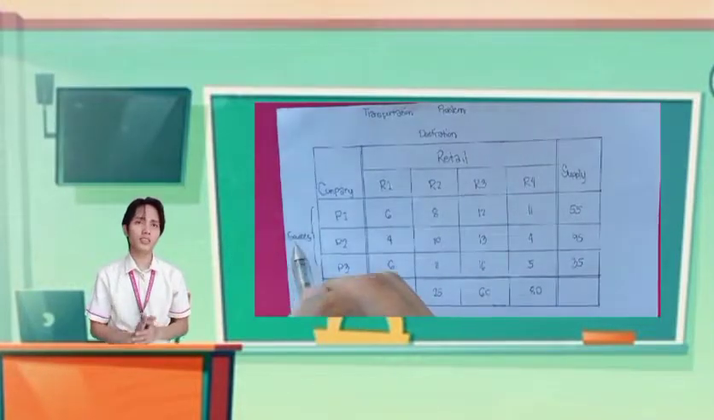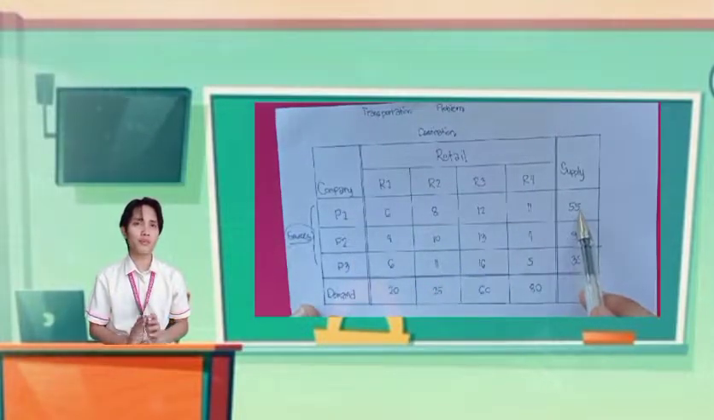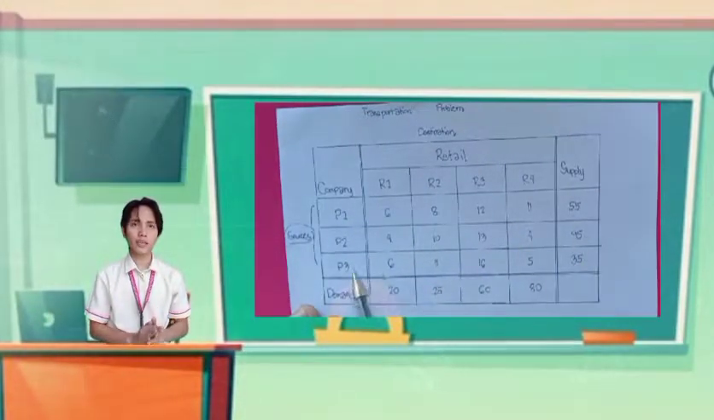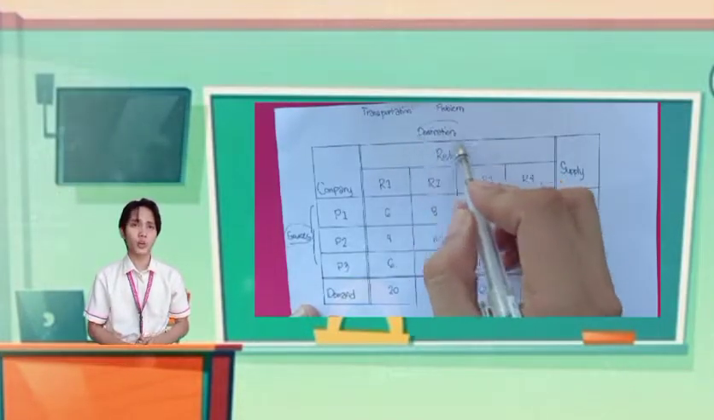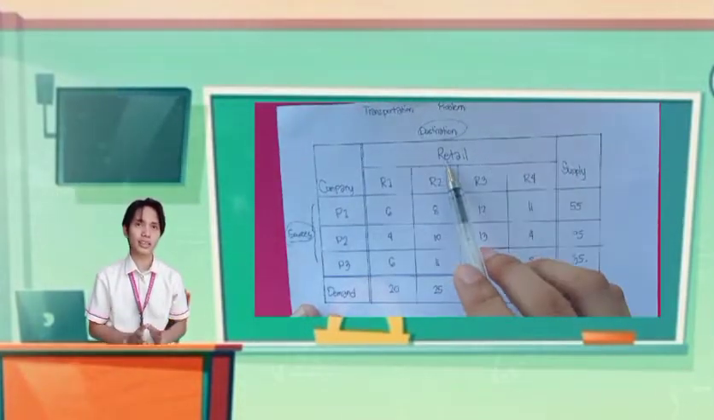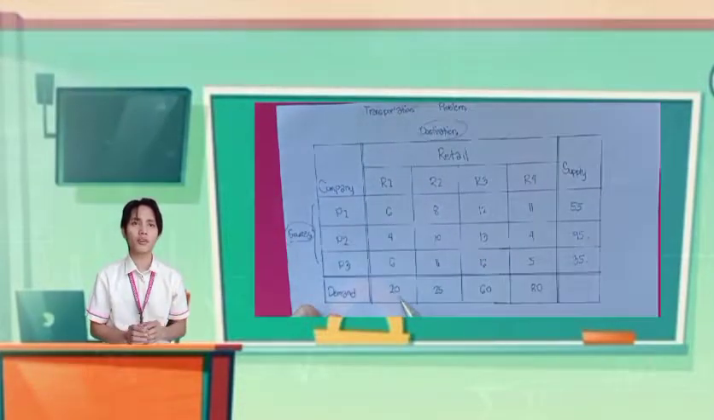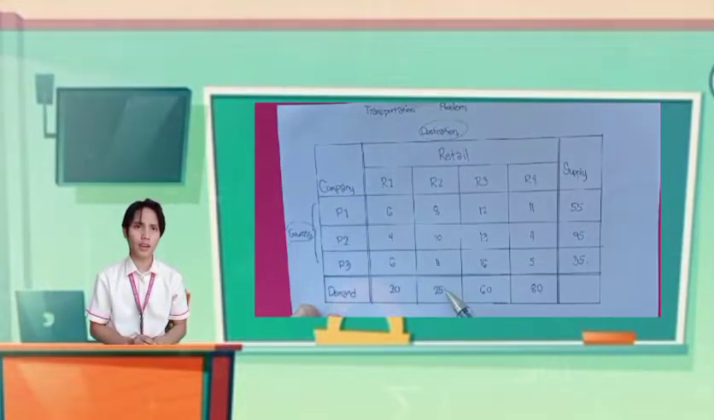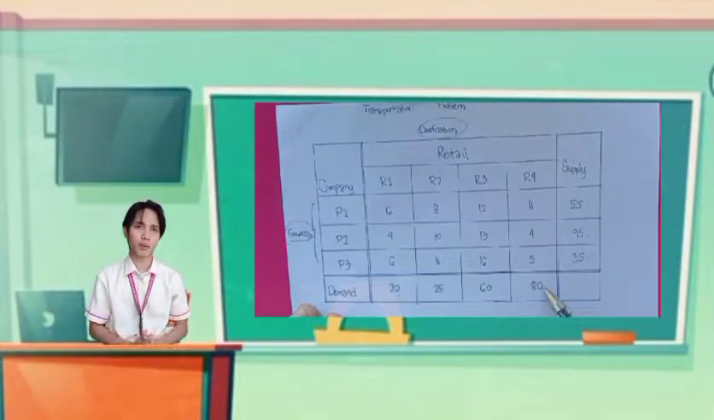So we have 3 sources here, P1, P2, and P3. In P1, there are 55 supply available. P2, 95, and P3, there are 35 supply available. We also have destination, the retail, namely R1, R2, R3, and R4. For R1, we have 20 demand, R2, 25, R3, 60, and R4 with 80 units of demand.